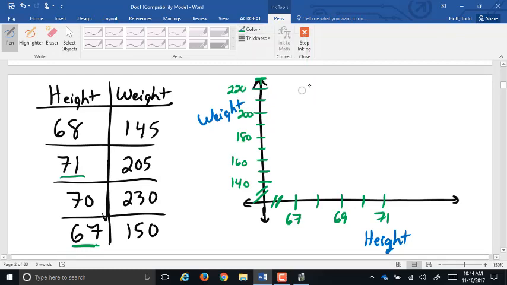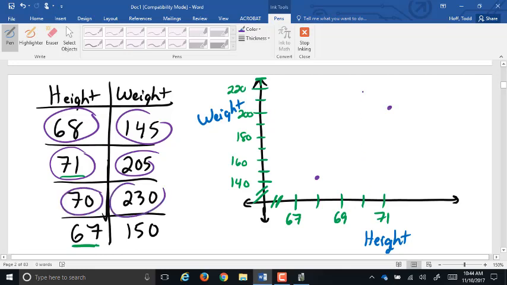And then I just put points on here. 68 and 145. Well, here's 68. 145 is right about there. 71 and 205. Here's 71. 205 is going to be right about there. 70 and 230. Here's the 70 right up through here. 230 somewhere in here. So right about there. And then 67 and 150. Here's 67. 150 is right about there. So I have these points on the graph.